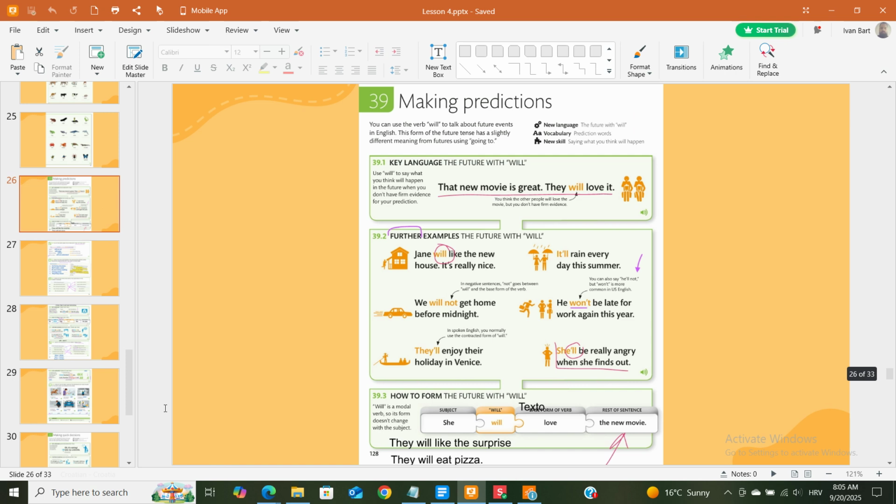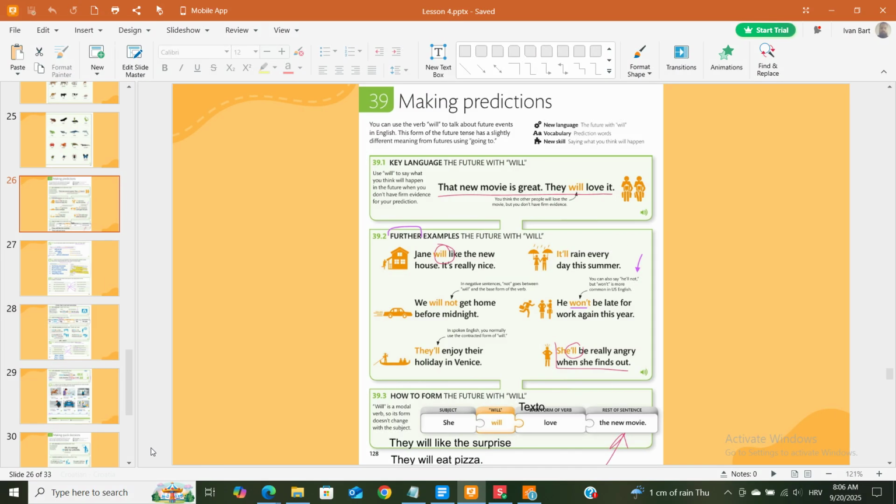39 Making predictions. You can use the verb will to talk about future events. In English, this form of the future tense has a slightly different meaning from futures using going to. 39.1 Key language. The future with will. Use will to say what you think will happen in the future when you don't have firm evidence for your prediction.